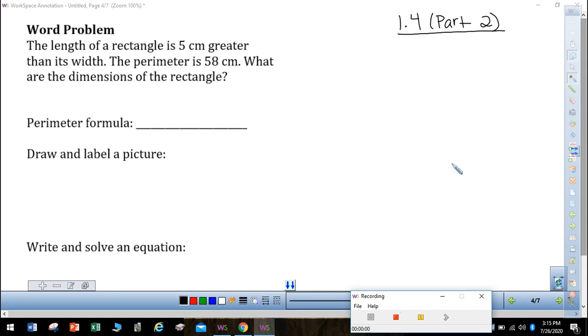In today's lesson, we're going to continue where we left off from the first part of 1.4. We're going to continue to talk about solving equations. We're just going to look at doing that in a few different contexts. So we're going to start by looking at a word problem.